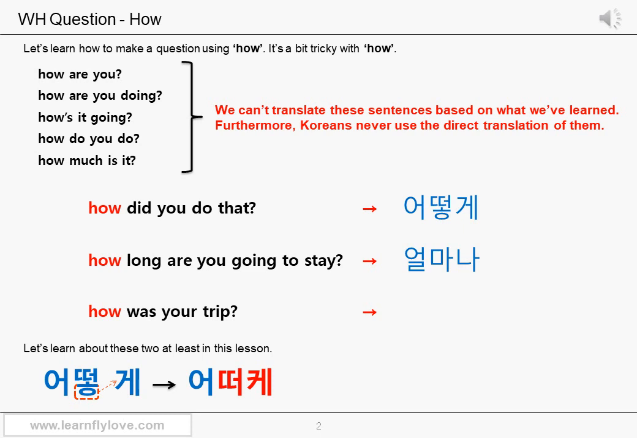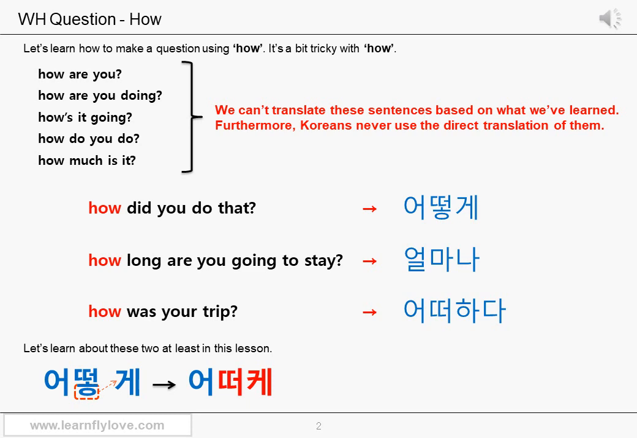This one looks a bit tricky. Let's take a close look at it. How was your trip? For this kind of sentence, we need to use the predicate 어떠하다. Remember, this is a predicate. It's actually an adjective in the Korean grammar. Anyway, we are going to use this to end the sentence.